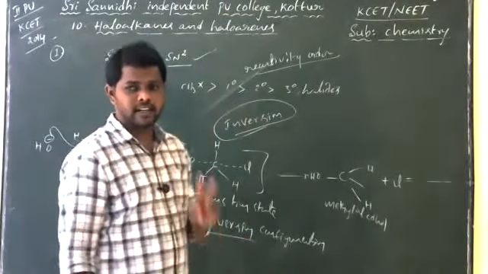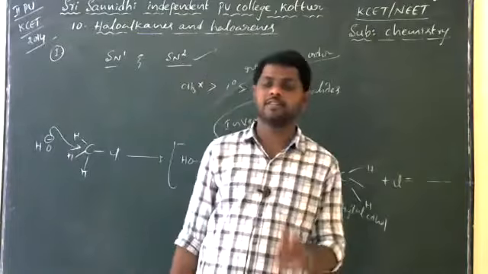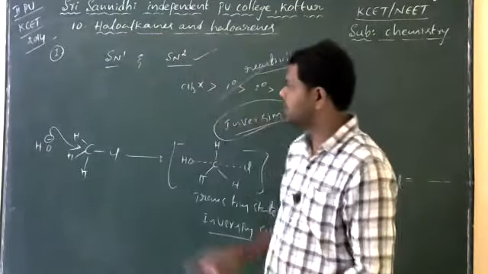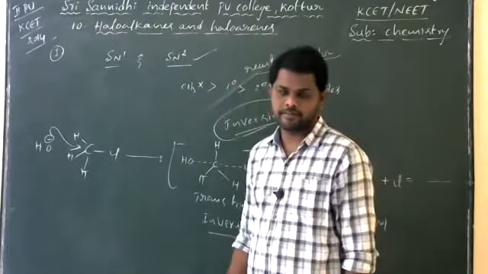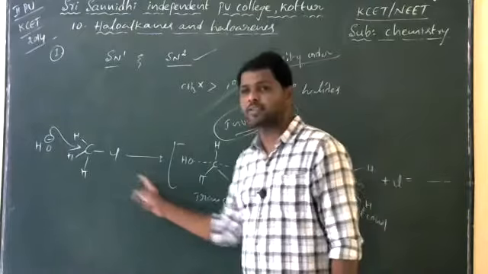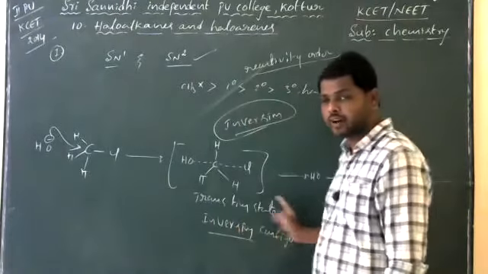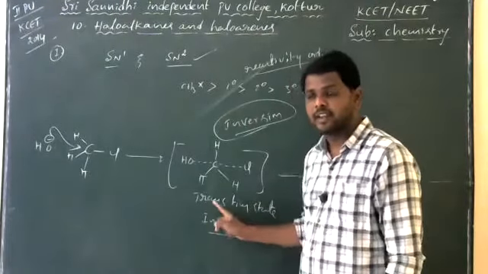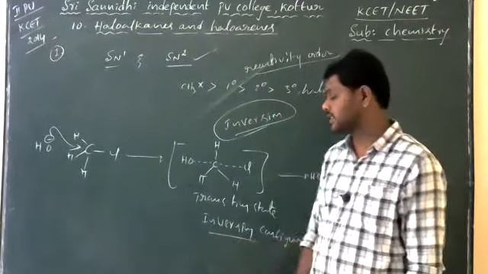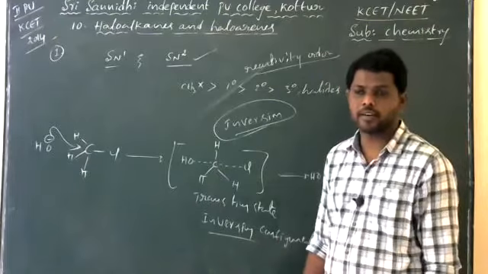That means the rate depends on both the concentration of the alkyl halide and the nucleophile, so it follows second order kinetics. The reaction takes place through the transition state, and the product is formed through inversion of configuration.